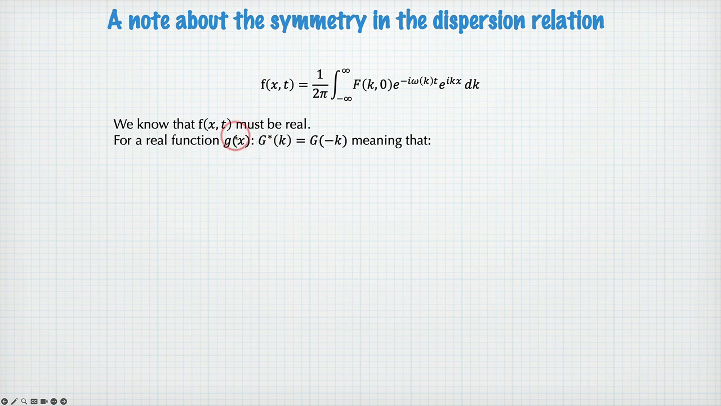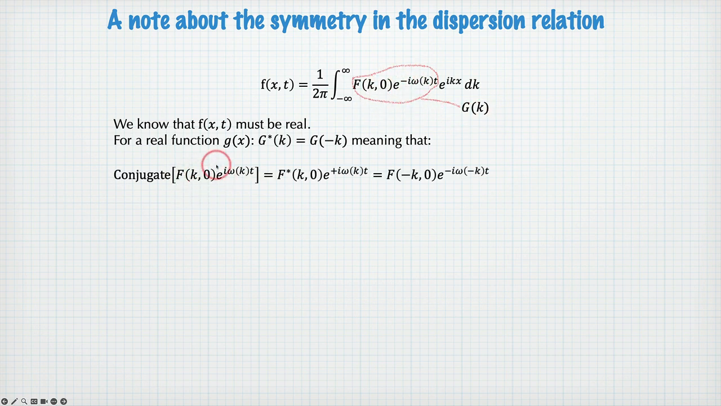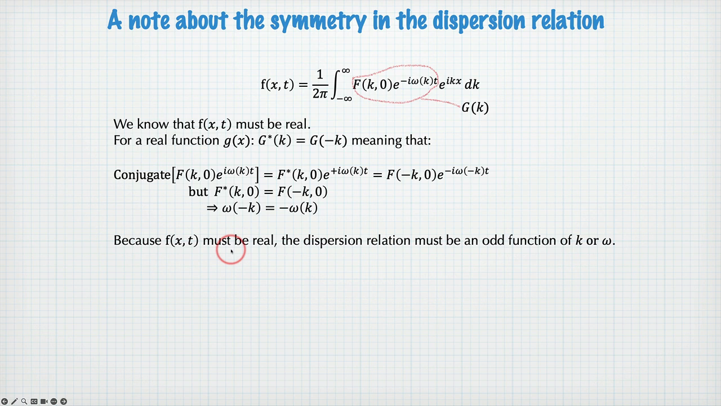So for a real function g of x, we have this symmetry relation in Fourier space. If we take this as g of k, that means that the conjugate of this whole thing here, which is equal to this, must also be equal to this expression here where I've just changed k to negative k. But we also know that this is true for the initial Fourier transform of the wave because that's real. And so the upshot of this is that the dispersion relation omega of negative k must be equal to negative omega of k. That's a consequence of just following this math through. And so because f of x is real, the dispersion relation must be an odd function of k or omega.